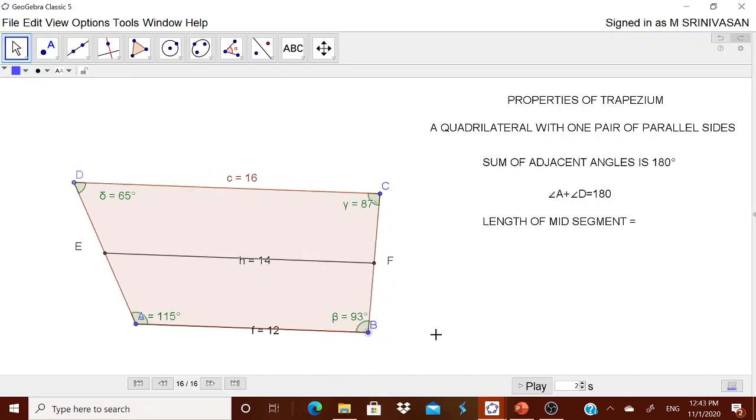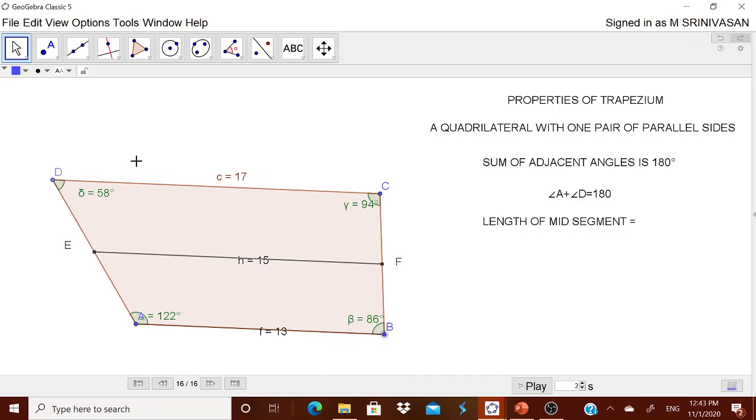Okay. Now the next one, what you can do is you can ask them to calculate the area. For that we want a perpendicular from A to the opposite side.